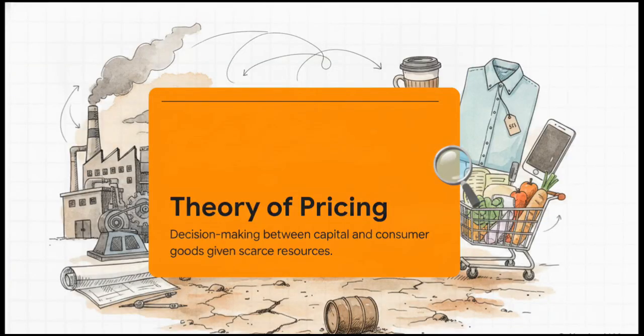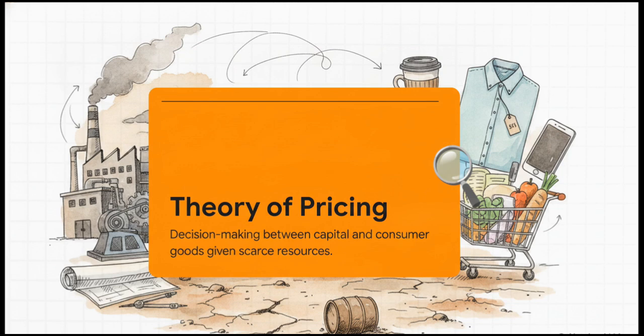Now, what's really interesting about this is how it forces a seriously difficult choice. A society only has so much time, energy, and raw material, right? So do we use it to build heavy tractors and massive factories, or do we use it to make clothes and food for right now? We are constantly forced to choose between producing capital goods that build up our future or consumer goods that satisfy our immediate needs. This foundational tension is anchored in what economists call the theory of pricing.